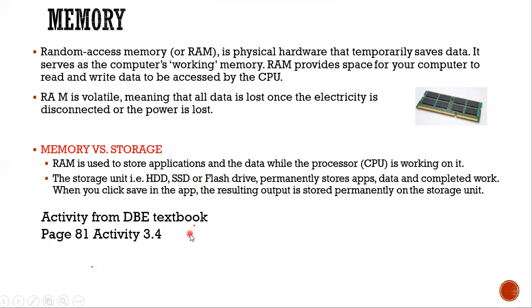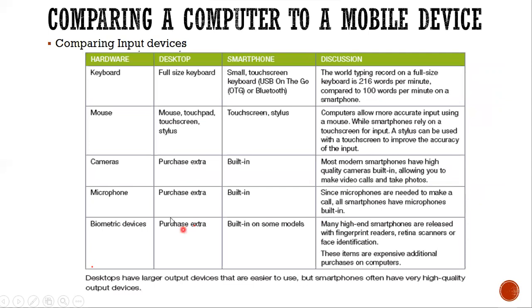We're going to move on to comparing a computer to a mobile device. Now, when you're comparing your computer, like your desktop, to a smartphone, in terms of keyboard, this is a full-size keyboard. This keyboard is smaller. So it's easier to type on a desktop versus a smartphone. Your mouse, your desktop has a mouse, touchpad. It can have a touch screen, a stylus. But your smartphone is restricted to a touch screen and a stylus.